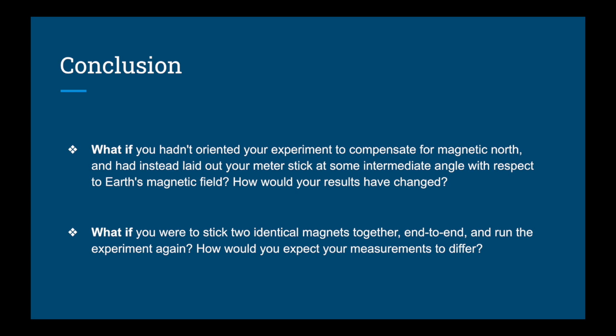In conclusion, I would like to answer some questions. What if you hadn't oriented your experiment to compensate for magnetic north and had instead laid out your meter stick at some intermediate angle with respect to Earth's magnetic field? How would your results have changed? If I hadn't compensated for magnetic north, my values would be off by the magnitude of the magnetic force of the Earth. This could really throw off data and give false results, which is why the setup of this experiment was so vital.